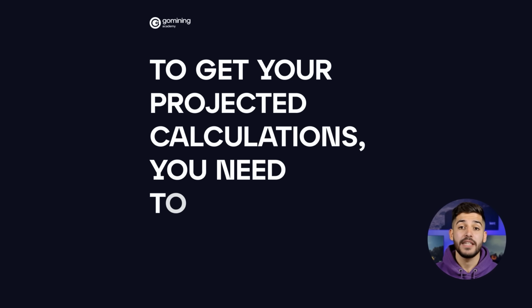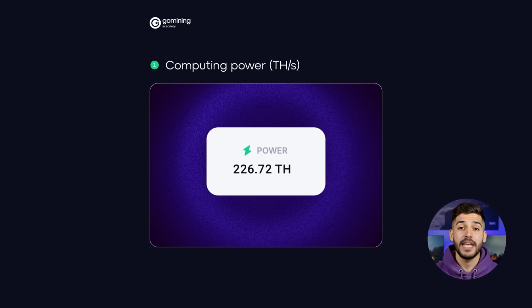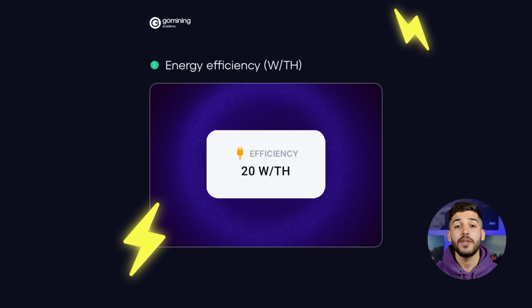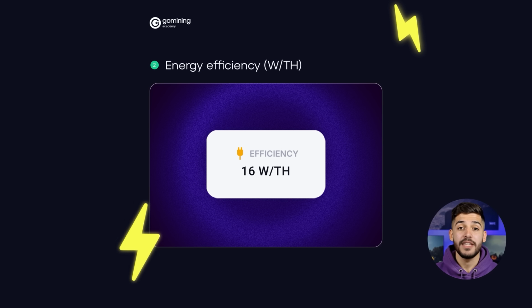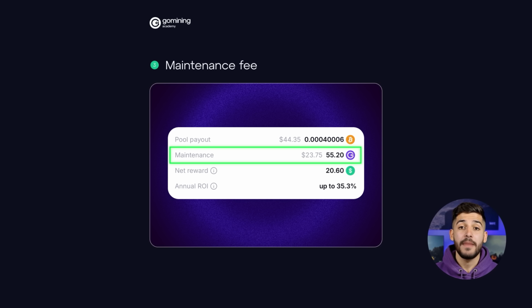To get your projected calculations, you need to set computing power, terahashes per second. The bigger the amount, the bigger your share of rewards. Energy efficiency, watts per terahash. Depending on the type of your miner, the energy it consumes differs. The efficiency tells us how much electricity the miner needs to produce a certain amount of computing power. The lower the efficiency, the higher your returns. Maintenance fee, this is your electricity payment and maintenance payment combined. We deduct the maintenance fee from your pool reward.